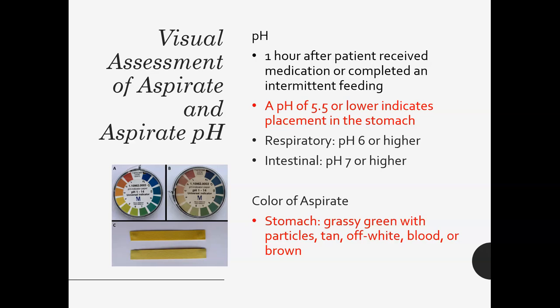And then if we are aspirating and we are just going to look at the gastric acid or gastric contents, it should have a grassy green look with probably some particles in it. It may be tan, off-white, and depending on what the patient has going on, they may have a little blood in it or it might be brown as well.